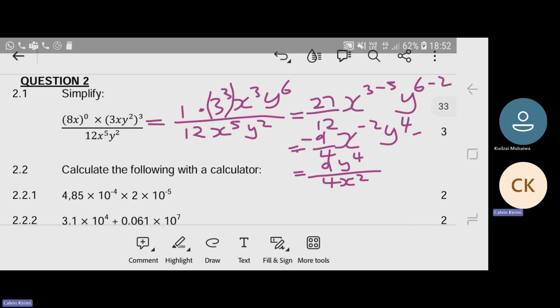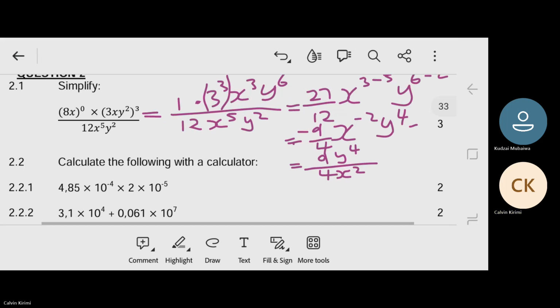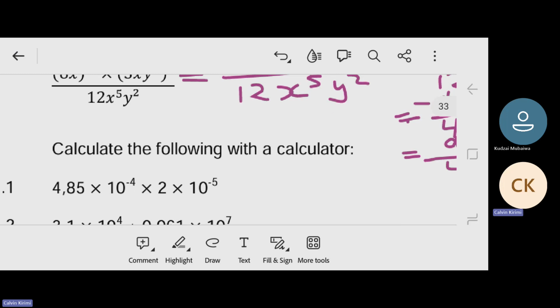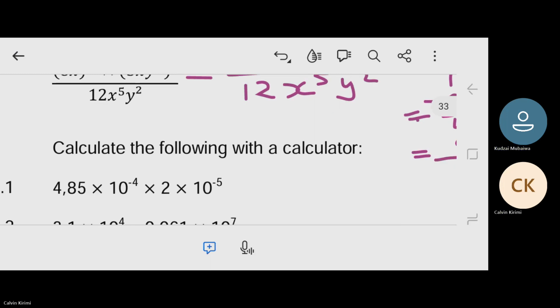Let's go to number 2.11. Calculate using your calculator. What is the answer? Sir? For number 2.11. Can I please just type it on the calculator? Okay.